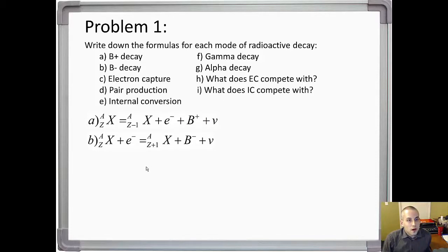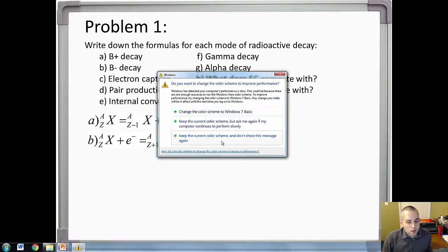So in beta minus decay, what's happening is a neutron is changing into a proton, so the atomic number will gain 1. You have your beta minus particle, which is comparable to an electron. And also you have an antineutrino.